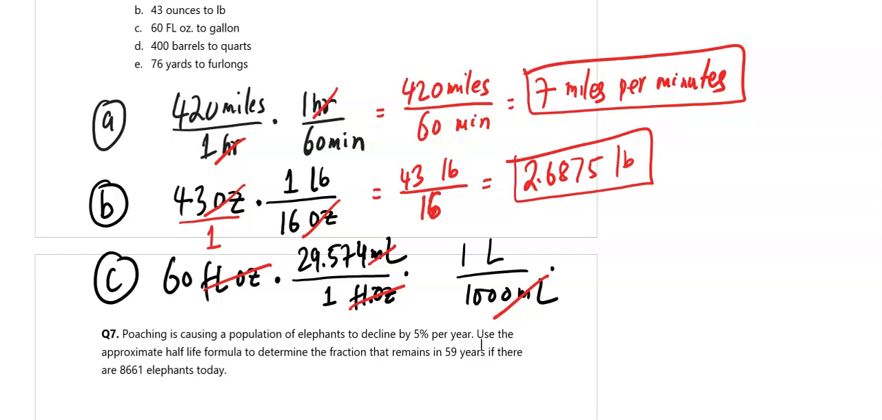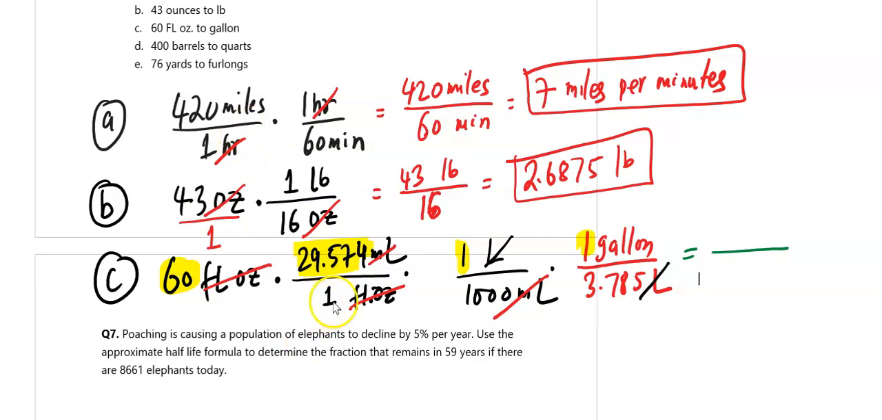That is 1 gallon divided by 3.785 liter. So this liter cancels again, and you see this whole equation. You multiply 60 by 29.574 times 1 in the top. Whatever you get in the top, and the bottom you multiply 1000 and 3.785, and you get the answer in the gallon.